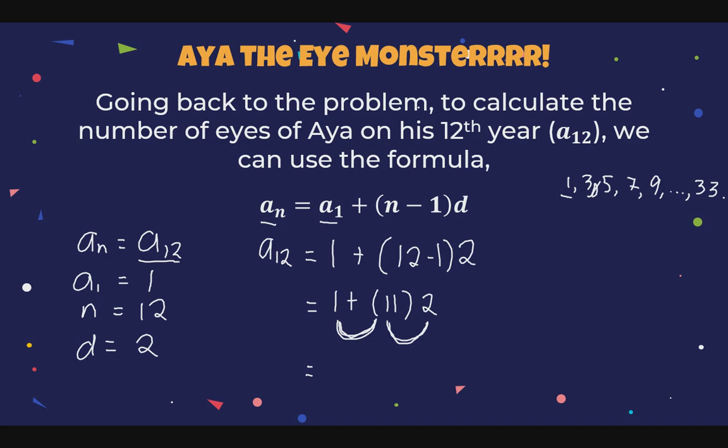So a sub 12 will be equal to 1 plus 11 times 2, which is 22. So our a sub 12 will be equal to 23. So what does this mean? What does our answer say? It only means that on his 12th year, Aya will have 23 eyes.